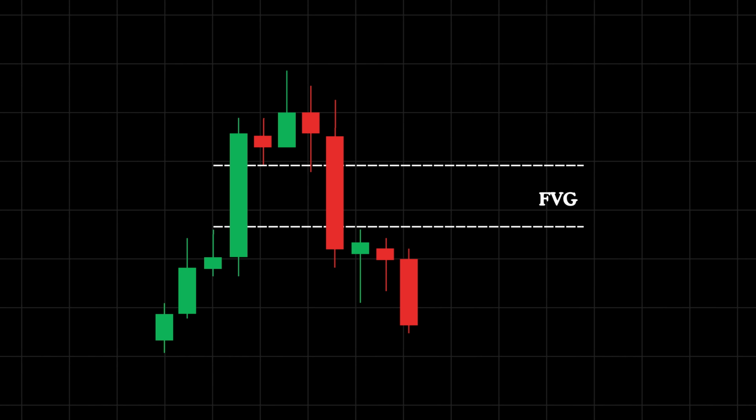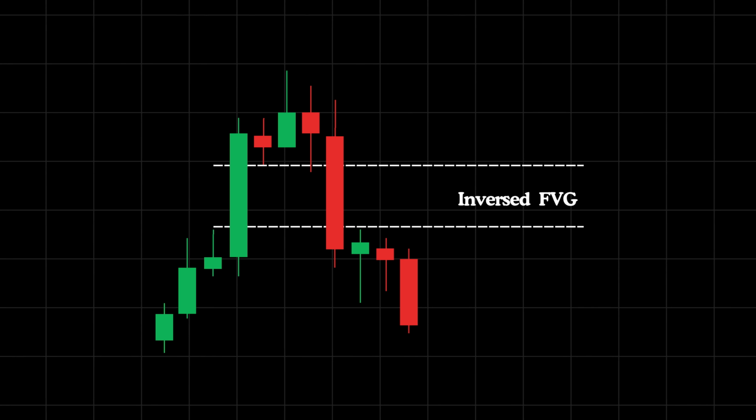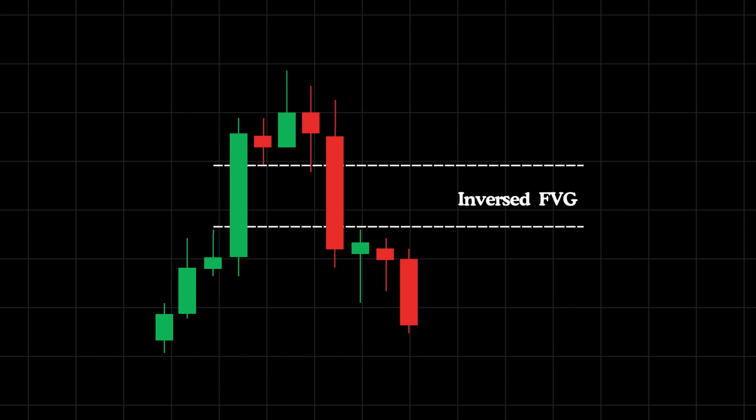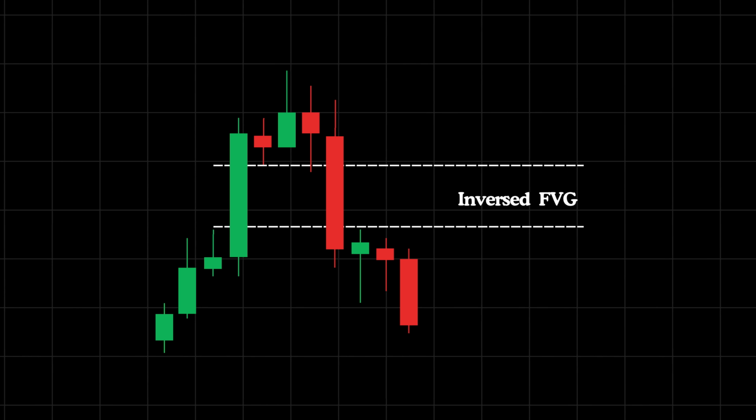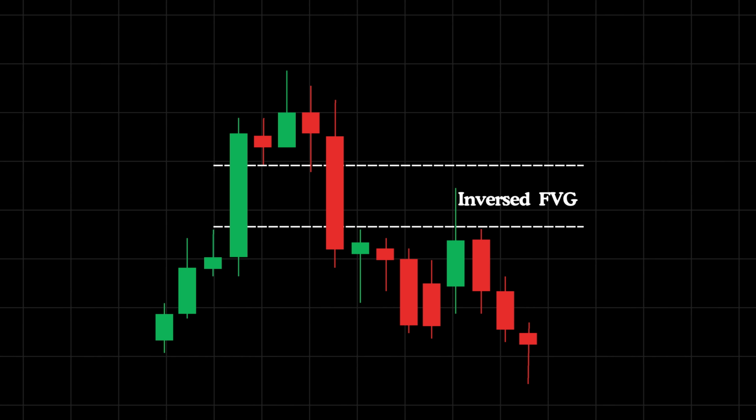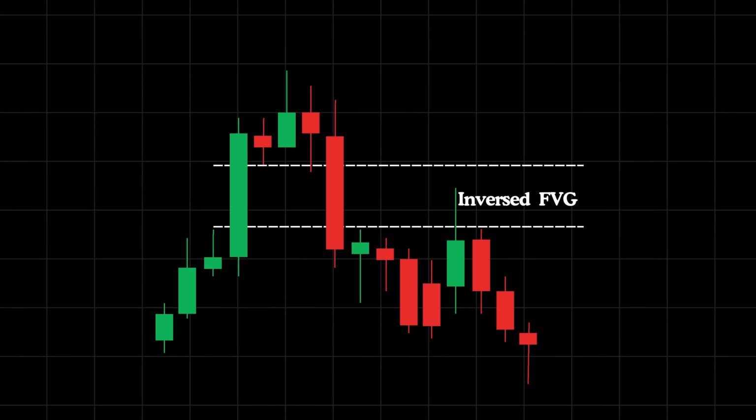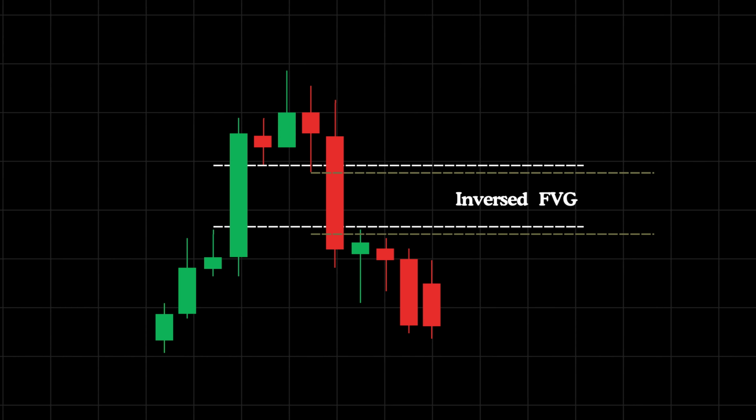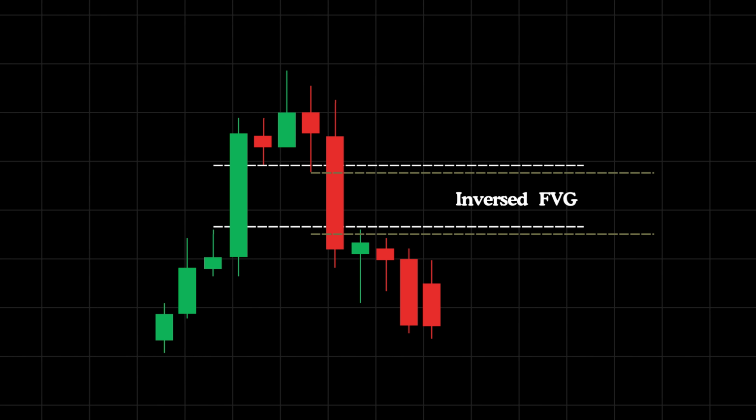This creates what's known as an inversed fair value gap. An inversed FVG forms when price ignores the original gap and breaks through it, flipping its role completely depending on the breakout direction. For example, if a bullish FVG is broken to the downside, it now acts as a supply zone, showing potential selling pressure. On the flip side, if a bearish FVG is broken to the upside, it turns into a demand zone, suggesting possible buying momentum.